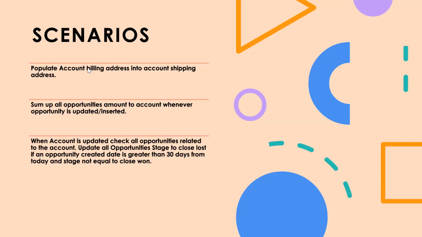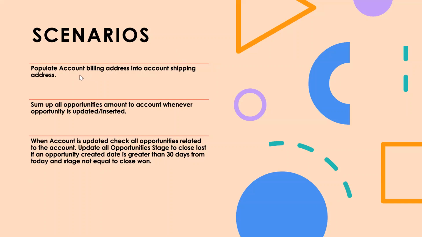If you observe here, the billing address and shipping address both fields are on the same object, that is account, on which you will be writing the trigger. Whenever I'm creating an account, whatever billing address I fill in for the account, I want the same address to be populated on the shipping address.